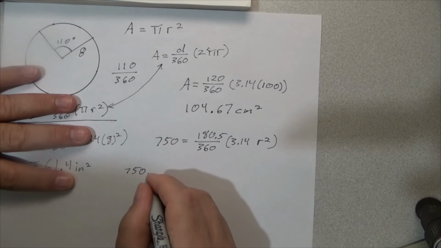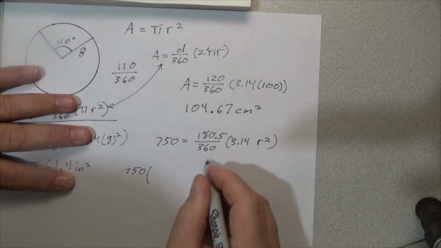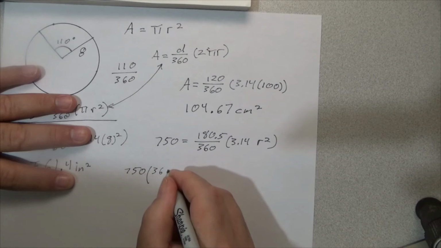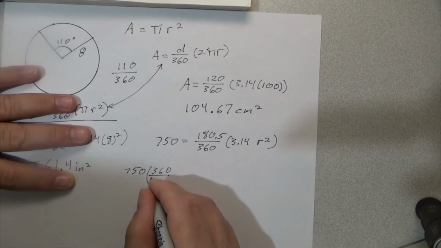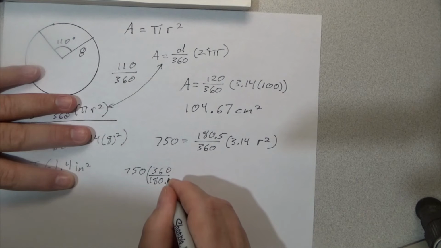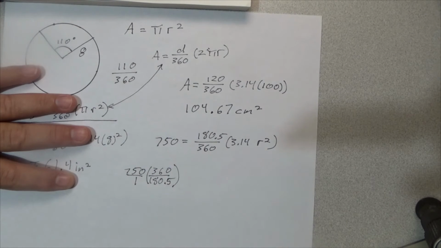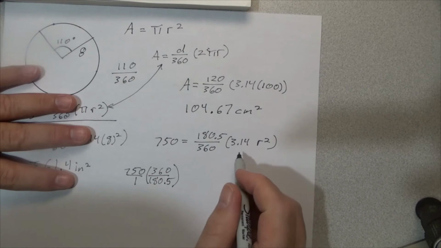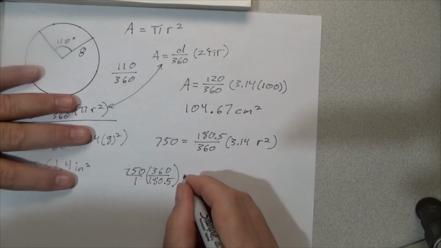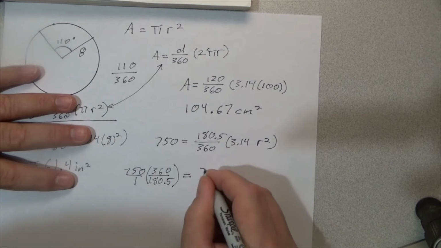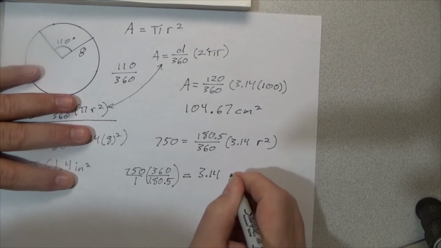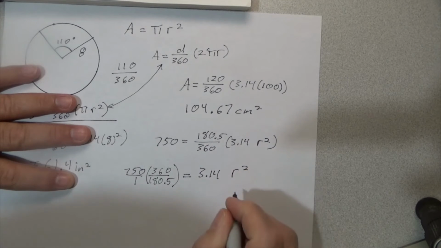750 times the reciprocal of this, which is 360 over 180.5. I'll put a 1 right there, just as a placeholder. And that is going to equal 3.14 times the radius squared.